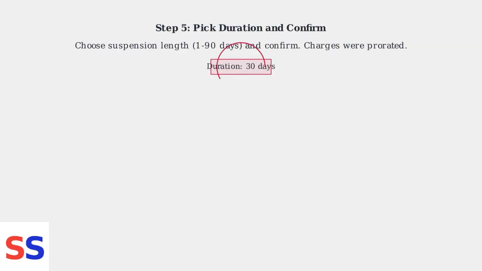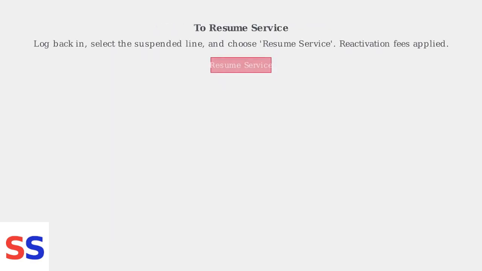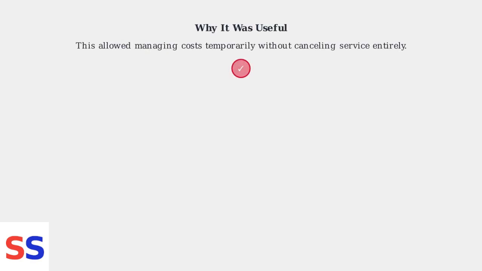Select the suspension duration, typically between 1 and 90 days, and confirm. Charges for the suspended period were prorated. To resume, log back into the app, go to the suspended line, and select Resume Service. Reactivation fees were typically charged. This feature was useful for managing costs during periods of non-use without permanently canceling the service.